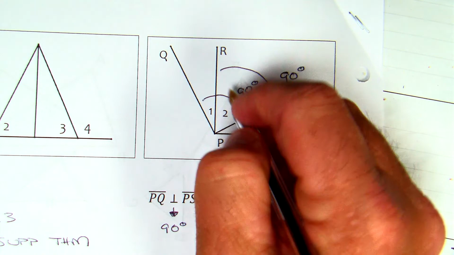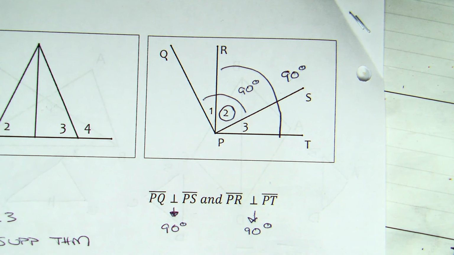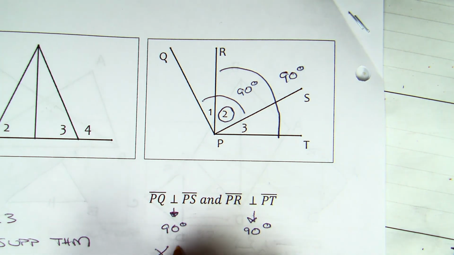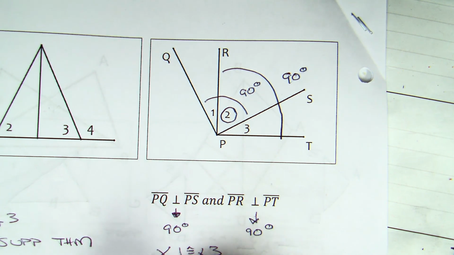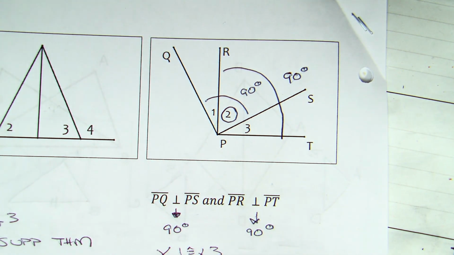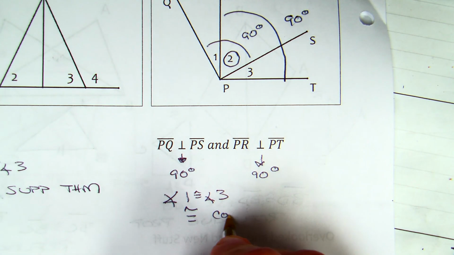What angle shows up in both pairs? 2. Is 2 equal to itself? Yep. So therefore, we can say angle 1 is congruent to angle 3. The only difference is, instead of supplementary, they are complementary. So congruent complement theorem.